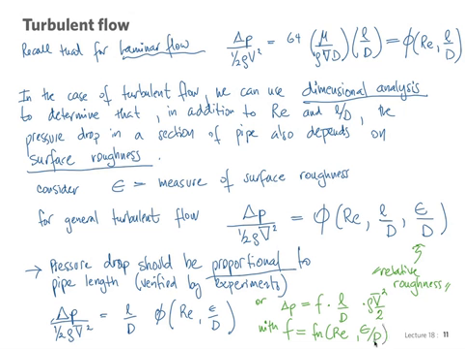So this functional relationship is not available to us from the Navier-Stokes equations for the case of turbulent flow. For laminar flow, we did find it. It was 64 over Reynolds number, and it didn't depend on the surface roughness. But for turbulent flow, there has been extensive experimentation made to obtain this friction factor, and these results have been consolidated in a plot which is called the Moody chart.